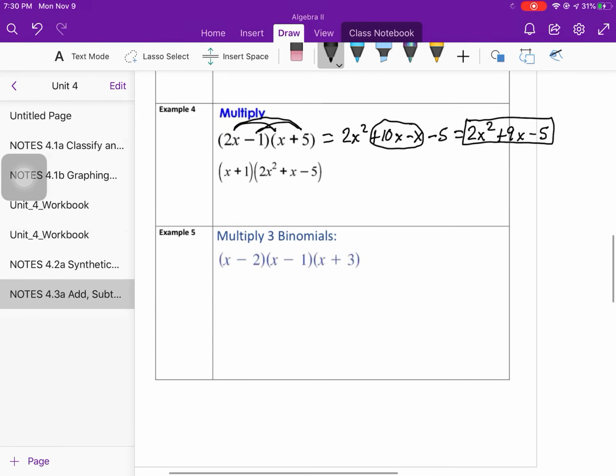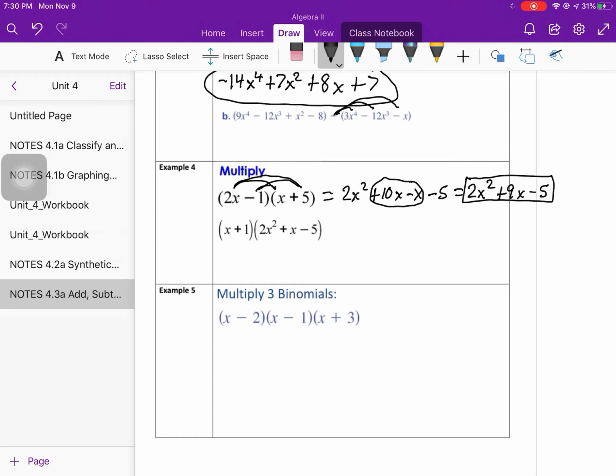And now here, for the second part of example 4, we have to distribute. So start with your first term, which is x, and it has to multiply to everything on the right side. So x times 2x squared, when you multiply x with an x squared, we actually get an x cubed. So we get 2x cubed. Then we get plus x times x is x squared. x times negative 5 is minus 5x.